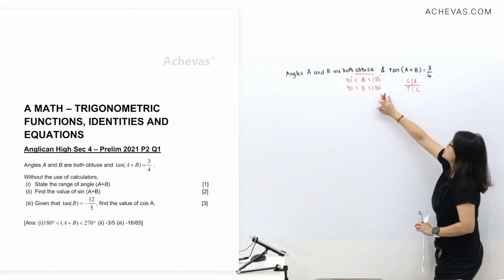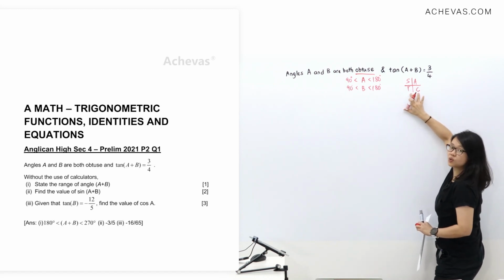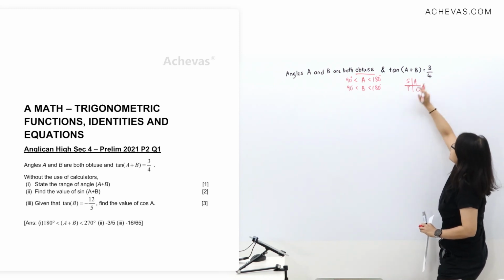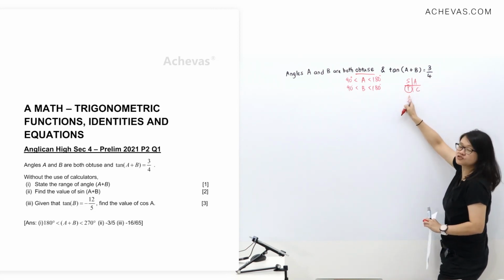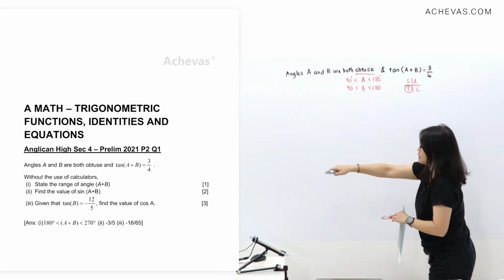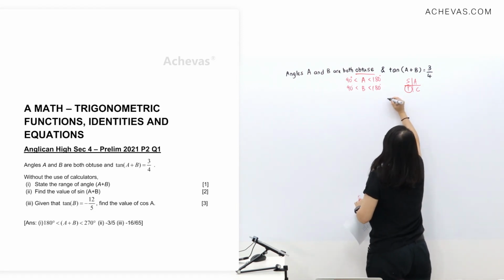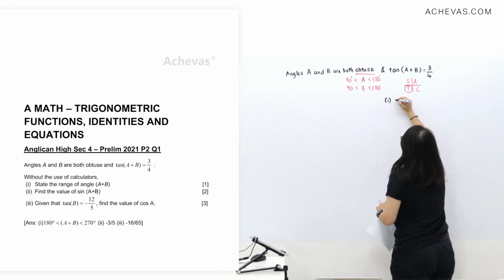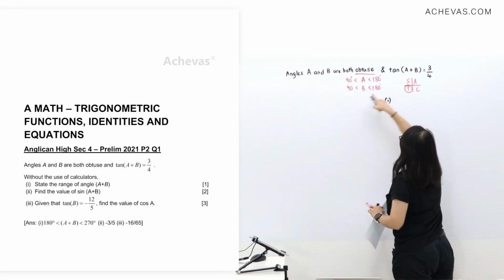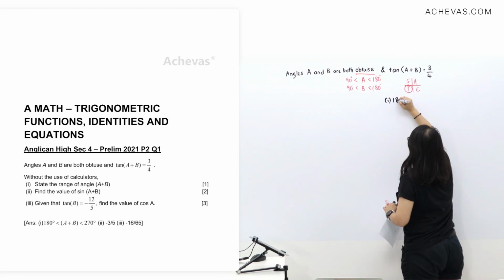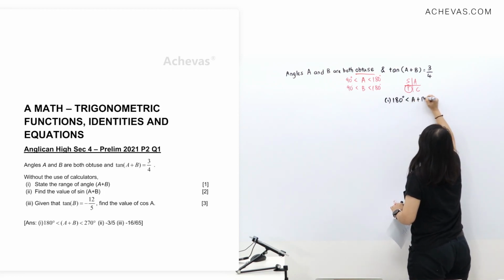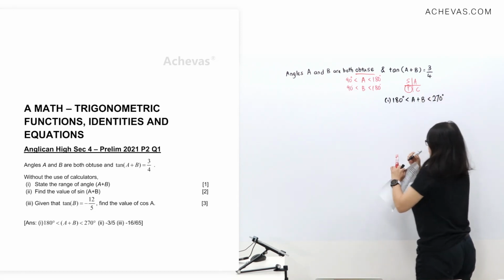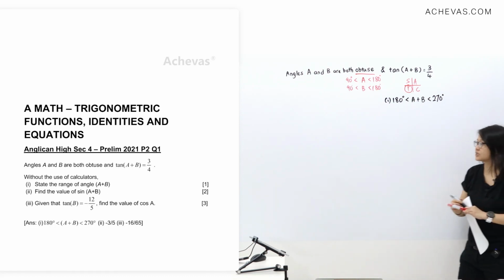So we know that this one can lie in one of these quadrants, but because of this information, tangent must be positive. So we already have the answer in this quadrant. So for question number 1, the angle that you will get, since it falls into this quadrant, is from 180 to 270. Okay, so that's question number 1.